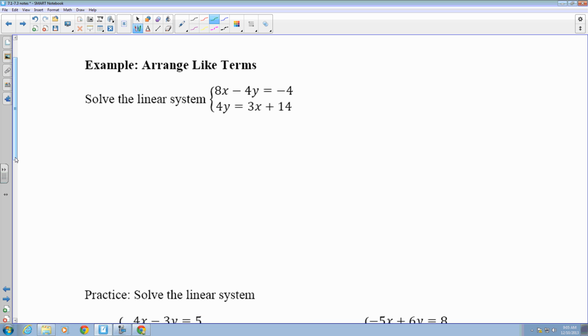Okay, so this one, they don't have everything lining up right away, so what we need to do is move the variables around so that the x's and the y's are all lining up. So I would have to subtract the 3x from both sides and then put it in right below the 8x. I'm going to actually rewrite the whole thing to make this a little easier.